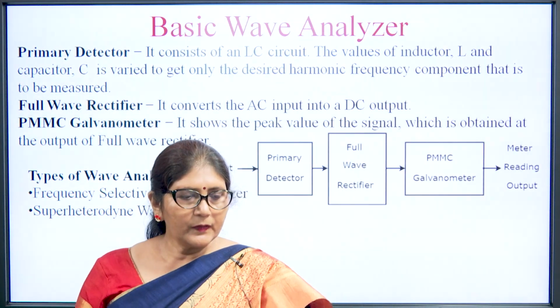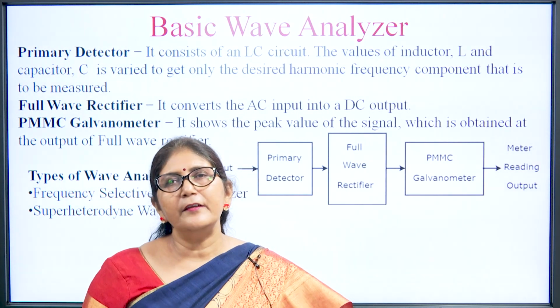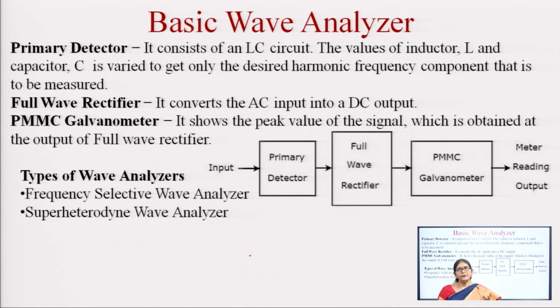So, the basic function of the spectrum analyzer is there is a primary detector circuit. The detector input is fed to the detector circuit, which is basically an LC filter. The L and C combination will select a particular frequency. We know that the cutoff frequency f is equal to 1 by 2 pi root LC. By this it will select the frequency whose analysis we want to do, and that frequency component, that signal, is passed to the full wave rectifier, which converts AC into DC and gives the average value of the signal which we have applied.